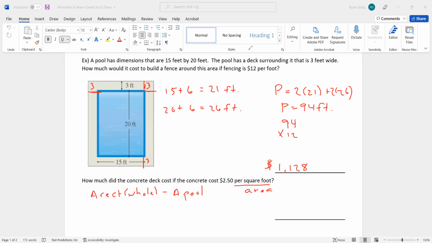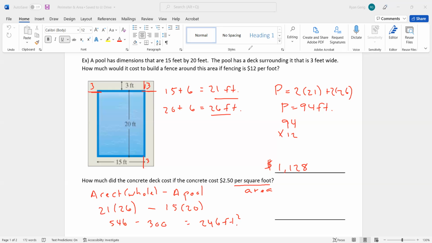So the area of the rectangle is 21 by 26, right? We just found those up here. Minus the area of the pool. Well, we already know the dimensions of that. It's 15 by 20. So 21 times 26 is 546, minus 15 times 20, I believe it's 300. Yes, it is. So subtract those two, you should get 246 square feet for the concrete.